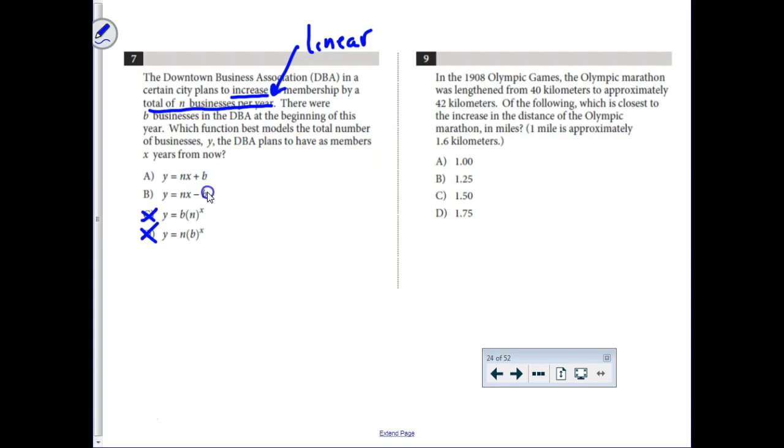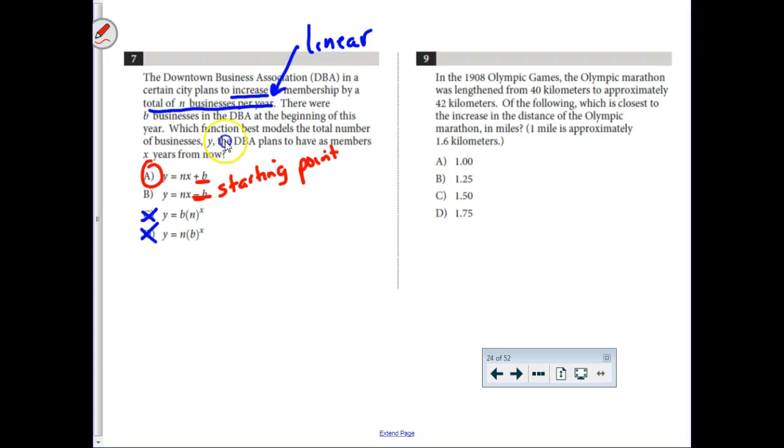So I guess the difference now between these two options is, would it make sense to start with a plus B or starting with a negative B? And you might want to go back to what B represented to begin with. There were B businesses at the beginning of the year. Remember, your y-intercept of a linear function is your starting point. So did you start with B or did you start with negative B? That's weird. We started with B.